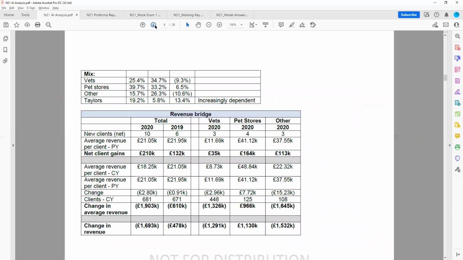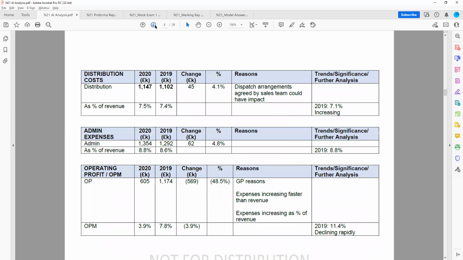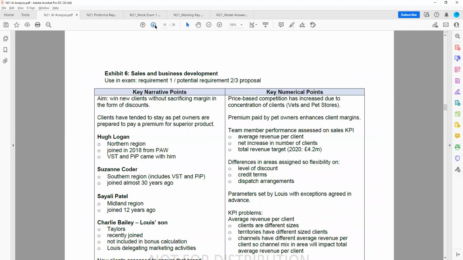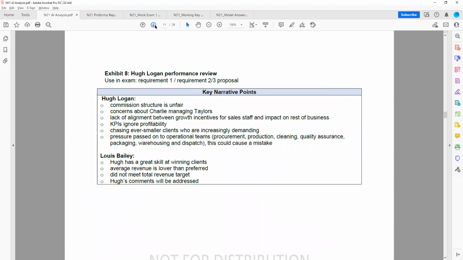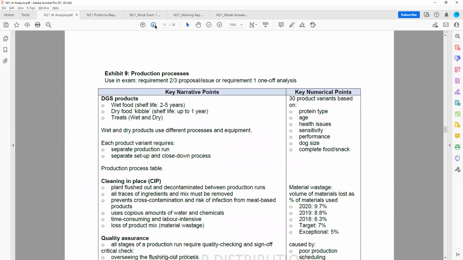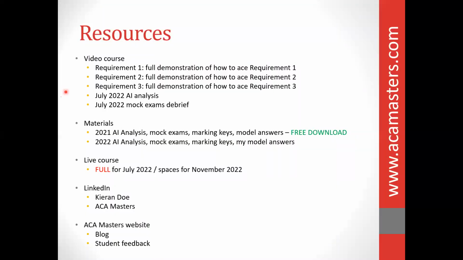I'll be working through each exhibit, explaining where each piece of information is likely to be useful in the exam. So analysis of the management accounts, all of the other exhibits as well, saying what is an area of significance, what pieces of information you can ignore, where everything is likely to come up in the exam. So it's a really useful class to help you have an exam focused approach to your AI analysis.